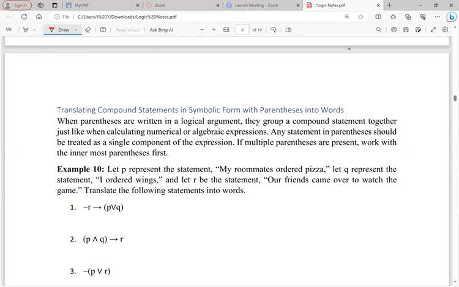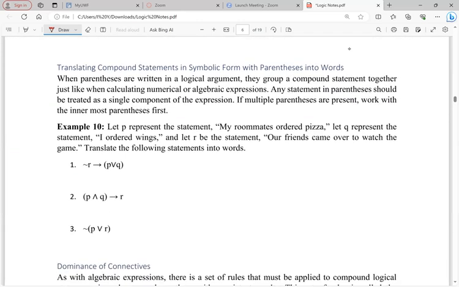Okay. So now comes the fun part. Translating compound statements in symbolic form with parentheses into words. When parentheses are written in a logical statement, they group a compound statement together, just like when calculating numerical or algebraic expressions. Any statements in parentheses should be treated as a single component of the expression. If multiple parentheses are present, work with the innermost parentheses first, just like in algebra.